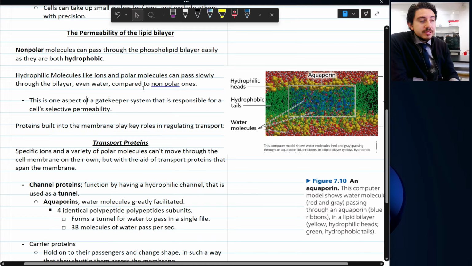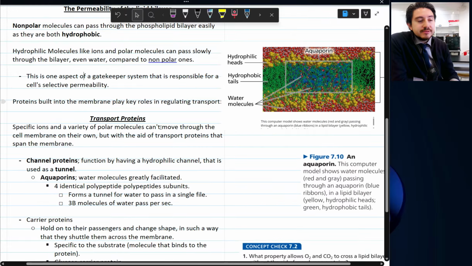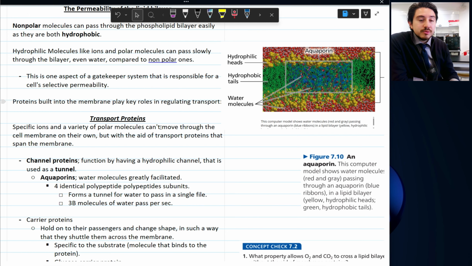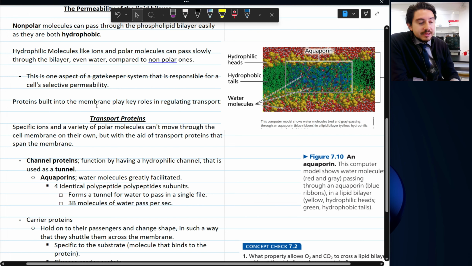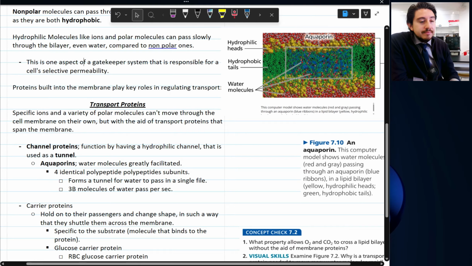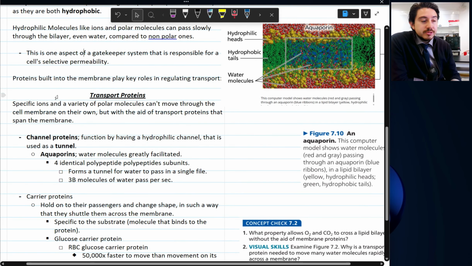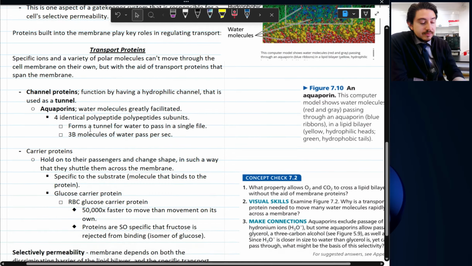Okay, so this kind of gatekeeping system enables this idea of selective permeability. Again, we have proteins that are built inside the membrane that help with this movement, thus the transport proteins. So polar molecules and ions can't move on their own. They need these types of proteins. So you have channel proteins and you have carrier proteins. Okay.